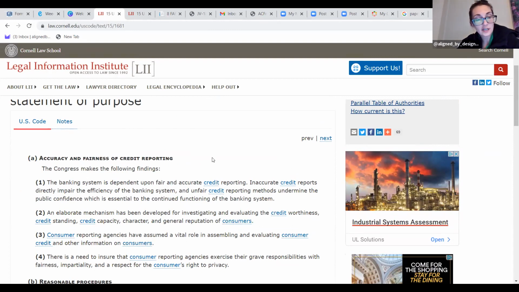Accuracy and fairness of credit reporting. The Congress makes the following findings. The banking system is dependent on fair and accurate credit reporting. Inaccurate credit reports directly impair the efficiency of the banking system, and unfair credit reporting methods undermine the public confidence, which is essential to the continued functioning of the banking system.